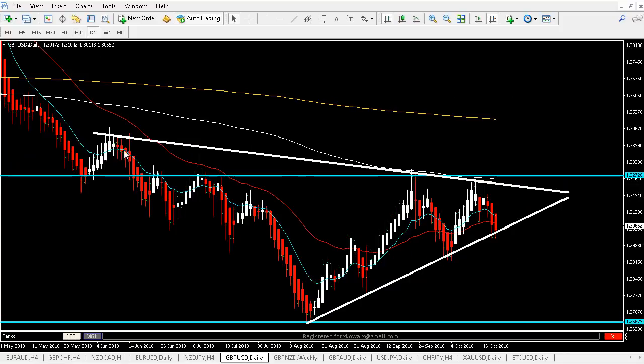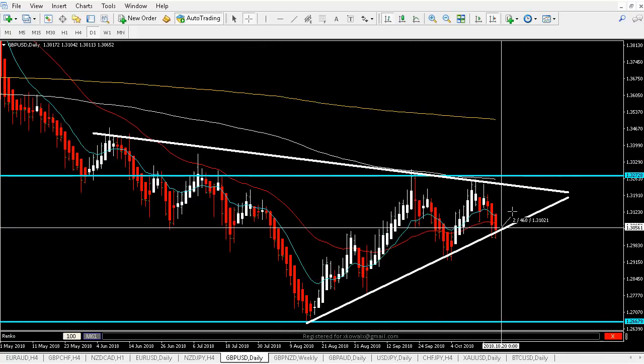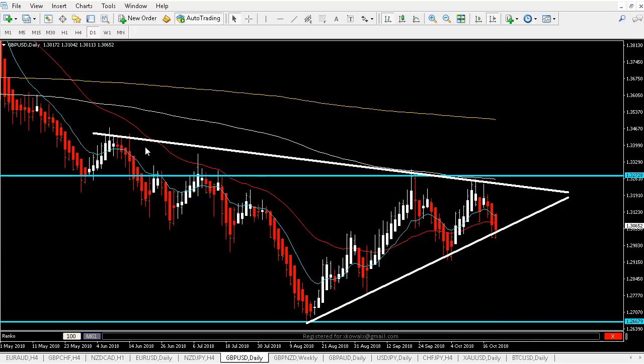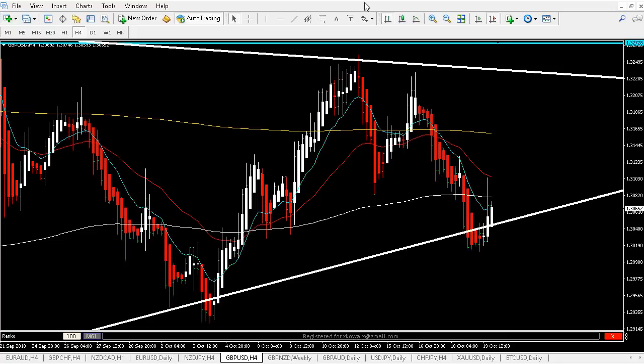GBP US dollar, a nice wedge on the daily. A possible bounce. It looks powerful. If it's really bouncing, you target the extension of this line, 150, 160 points on the 4-hourly chart. But for that, on the 4-hourly, we need to see some kind of signs.